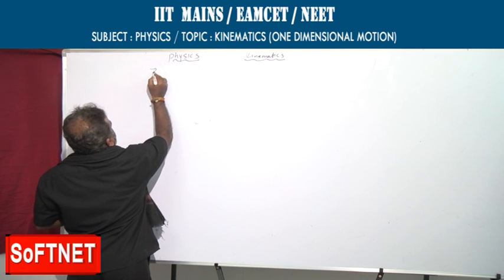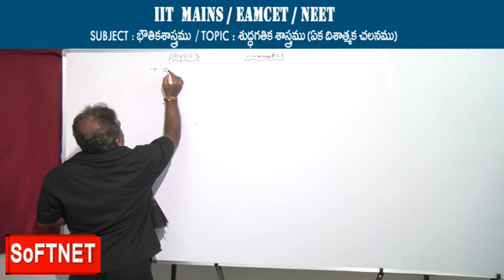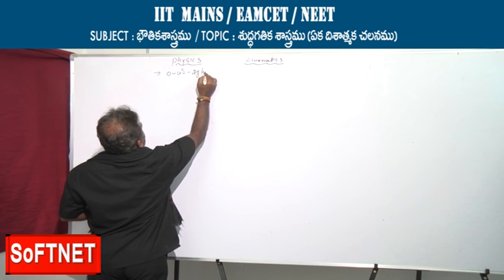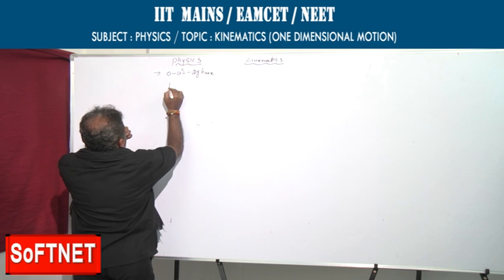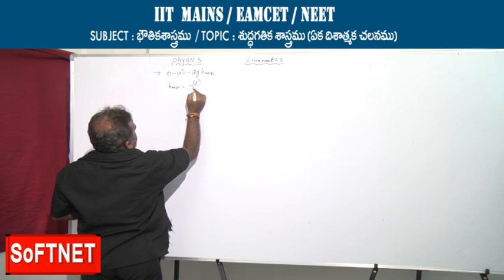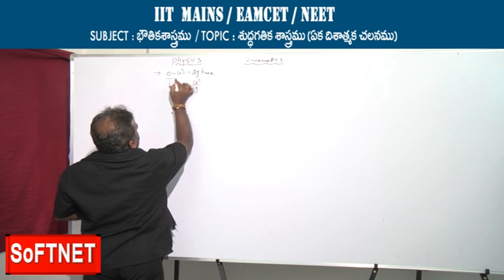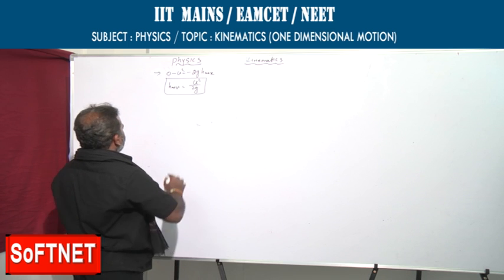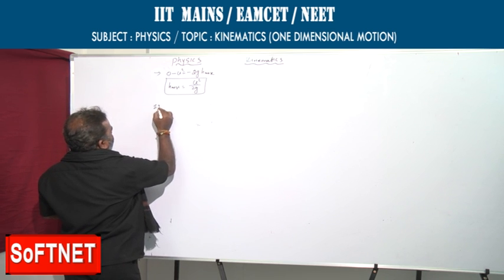The next equation is v square, final velocity, minus u square is equal to minus 2g h max. So the maximum height covered by a vertically projected body is u square by 2g. So this is the final equation. We will check one more example.